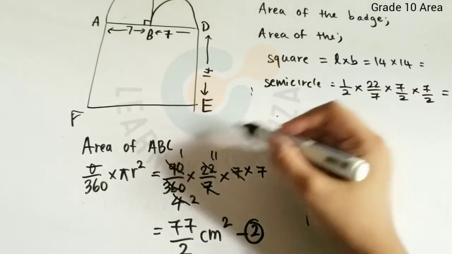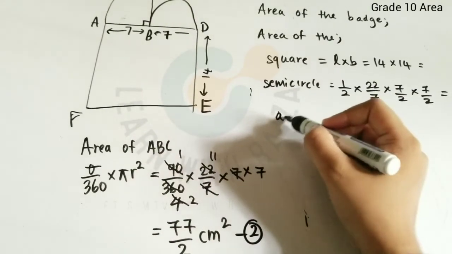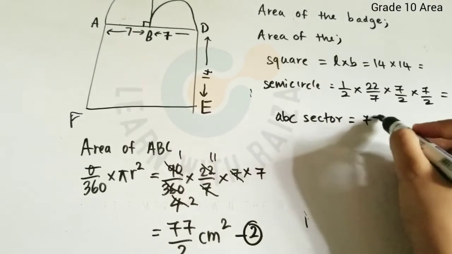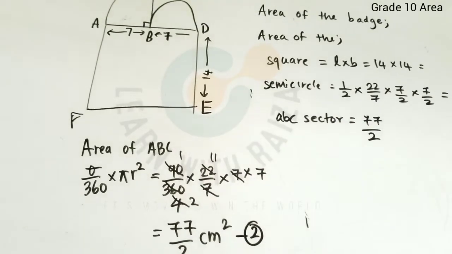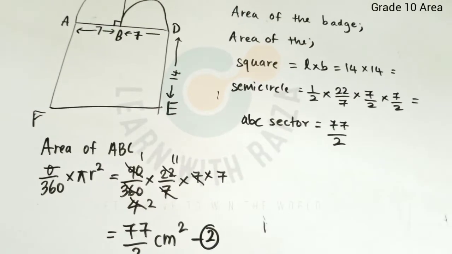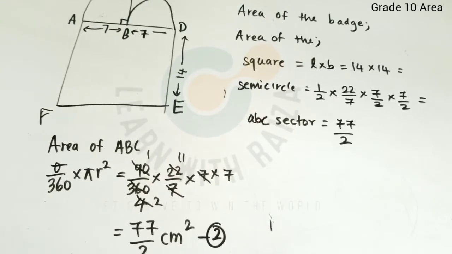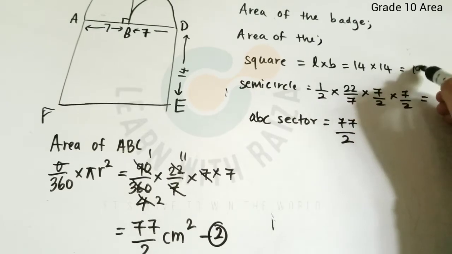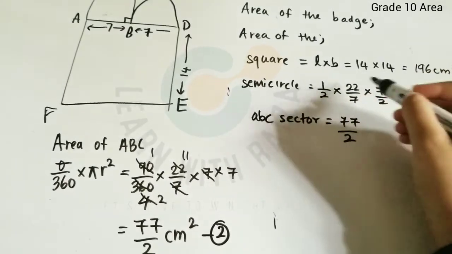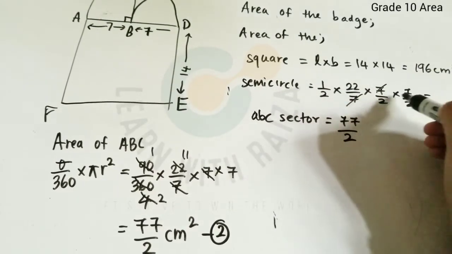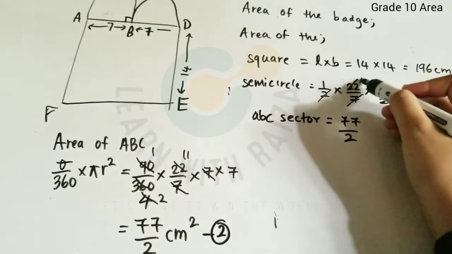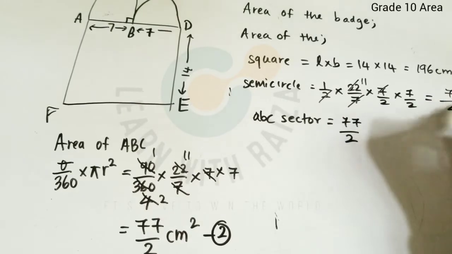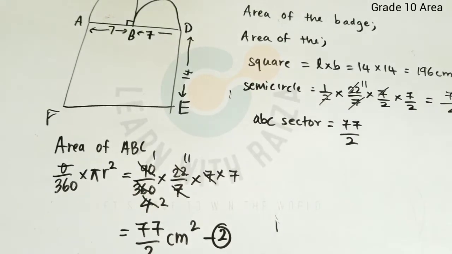Then you have to find the area of the sector, this ABC sector. Already we found it, 77 upon 2. I'm just writing it here. Now we'll solve this one. 14 into 14, you get 196 square centimeter. In this case, we can cancel 7 and 7. 2 and 11. And here you get 77 upon 4 square centimeter. This is area of the semicircle.